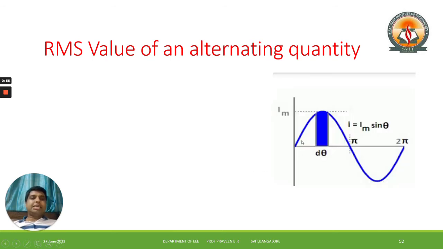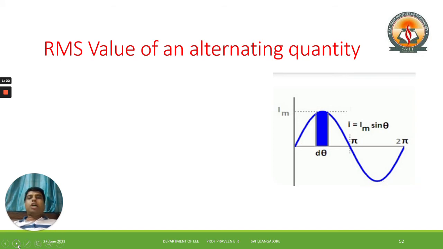So let us consider a waveform. You can see here, this is a current waveform which is given by i equals Im sin theta, where i is the instantaneous value, Im is the maximum value, and sin theta, because it is a sinusoidal waveform, and theta is the angle between the conductor and the magnetic field. So let us see how to obtain the square of it.